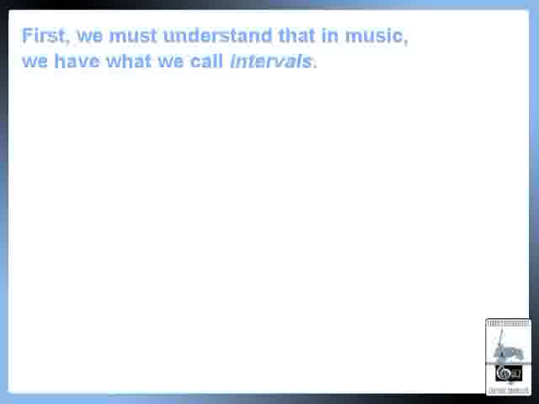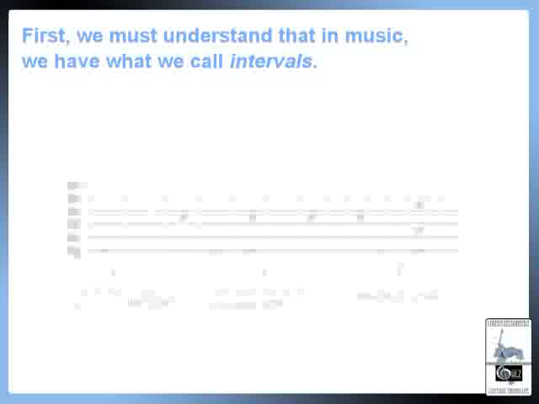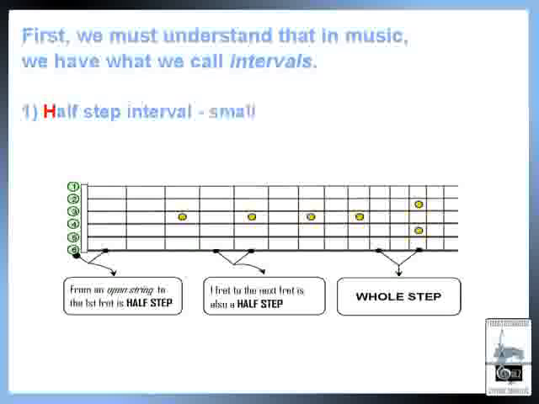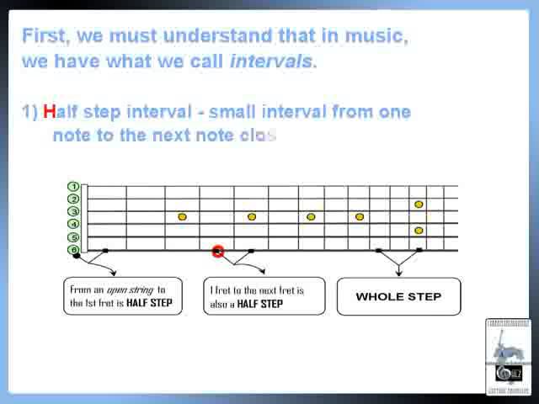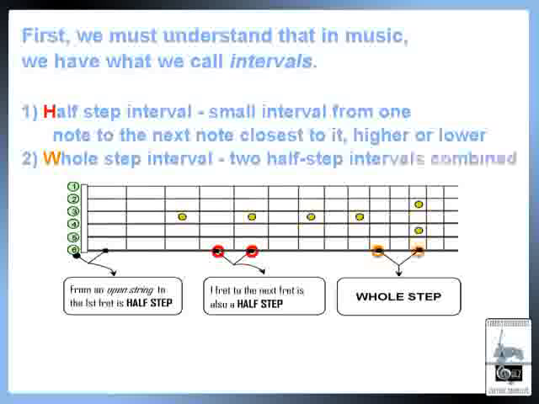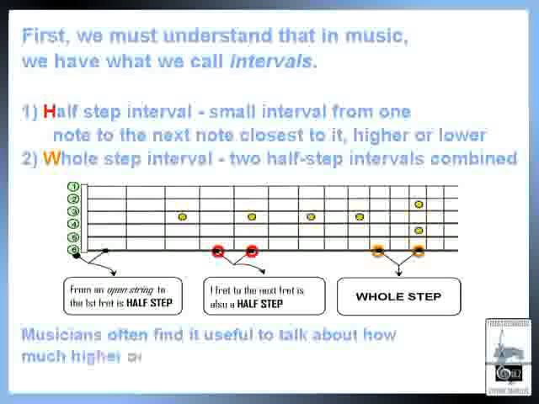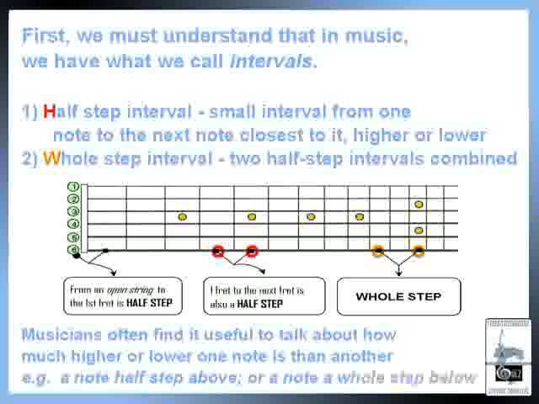First, we must understand that in music we have what we call intervals. Intervals are the space between two notes. Half-step interval, small interval from one note to the next note closest to it, higher or lower. Whole-step interval, two half-step intervals combined. Musicians often find it useful to talk about how much higher or lower one note is than another. A note half-step above, or a note a whole step below.